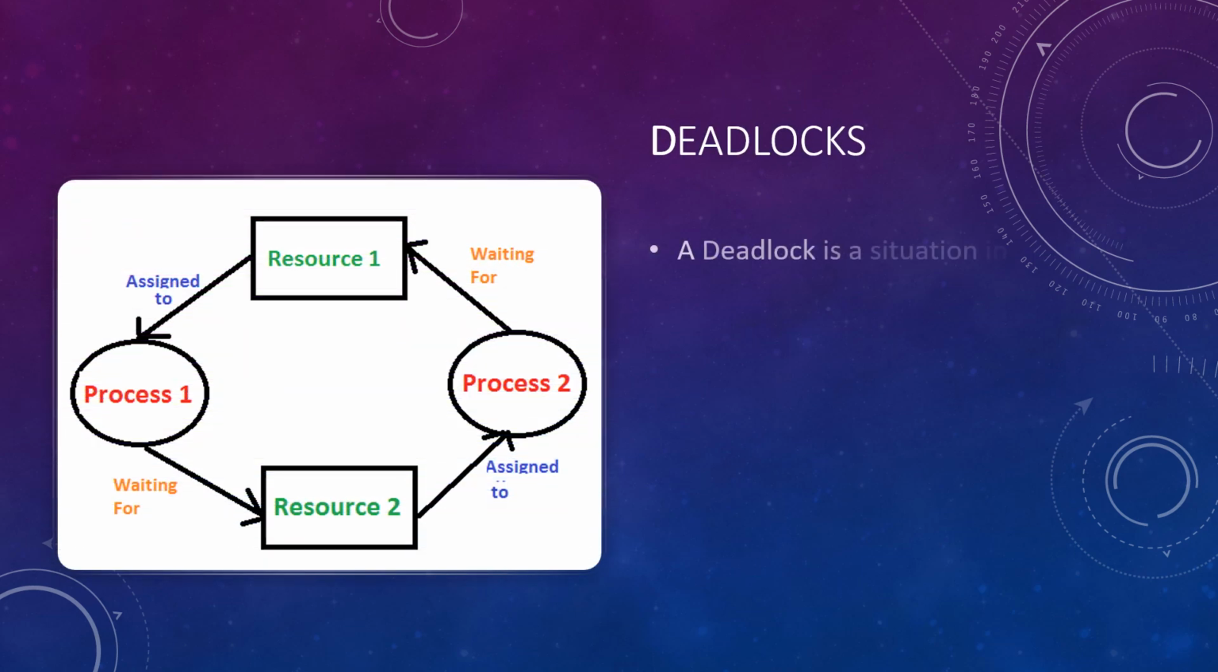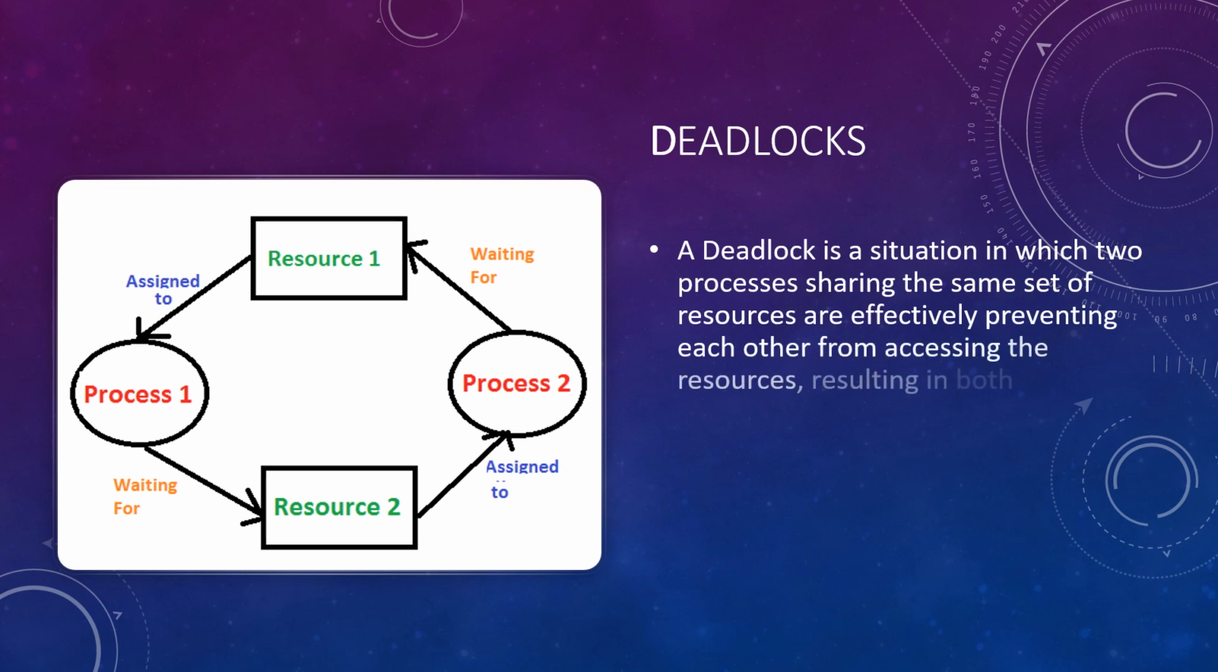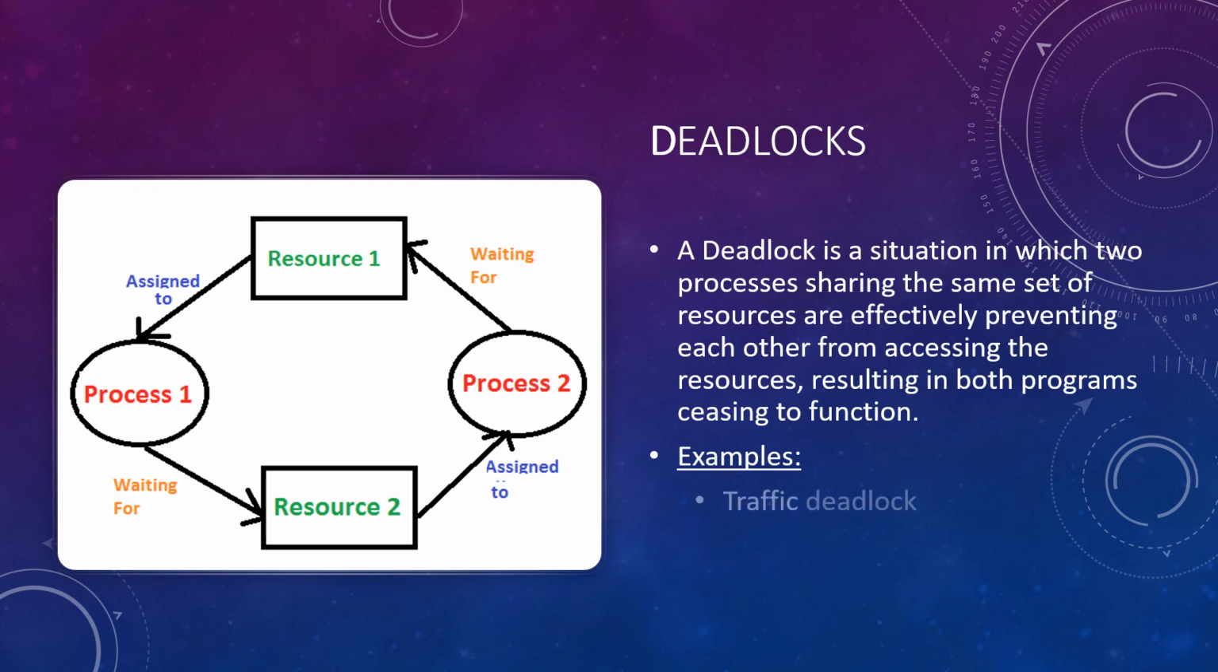A deadlock is a situation in which two processes sharing the same set of resources are effectively preventing each other from accessing the resources, resulting in both programs ceasing to function. Examples: traffic deadlock, resource deadlock.